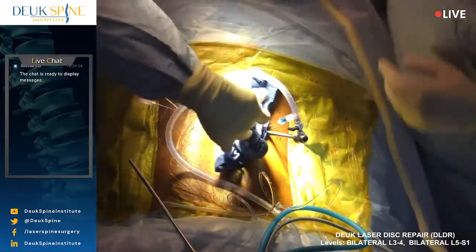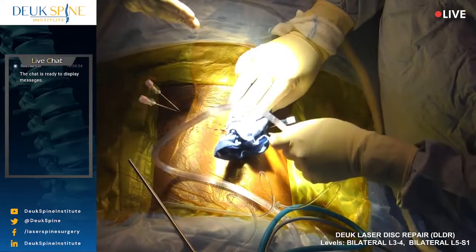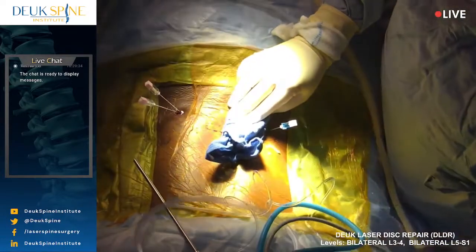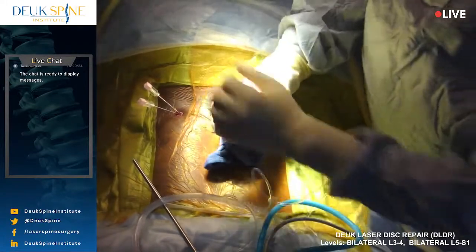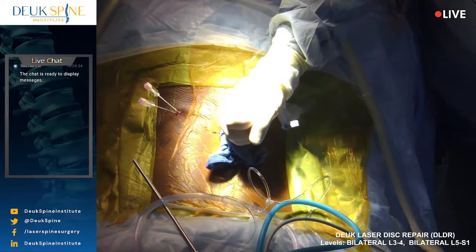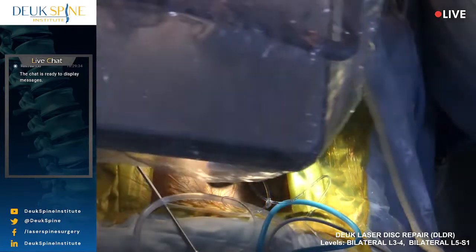I don't know if that makes any sense, but the lower cervical, then L5-S1, and then thoracic on a heavier patient.